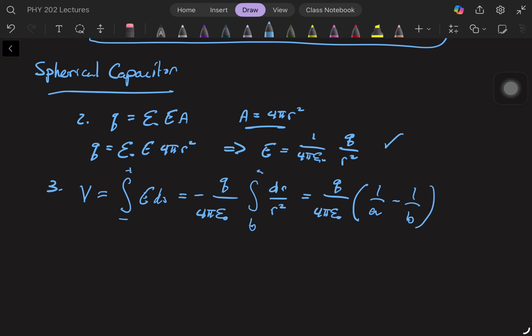All right, and so can we make this a little nicer? Yeah, I think we can. And so we're going to multiply this by B over B and multiply this by A over A. And we get V is equal to Q over 4 pi epsilon naught times B minus A over AB.